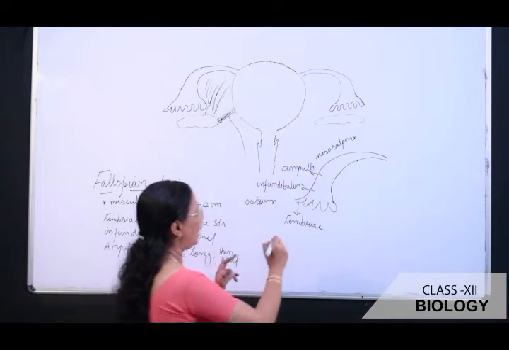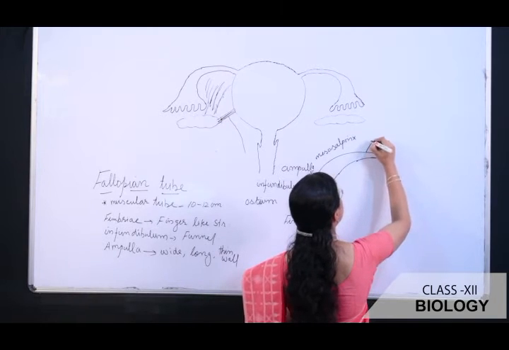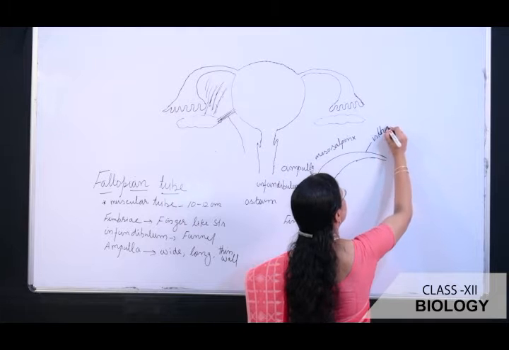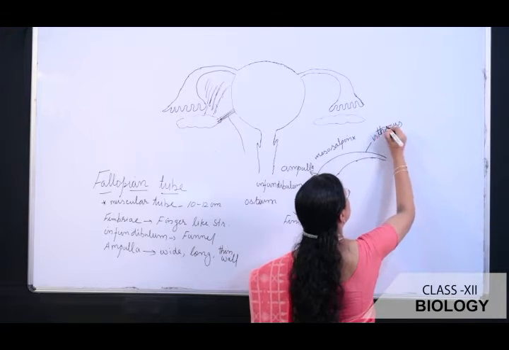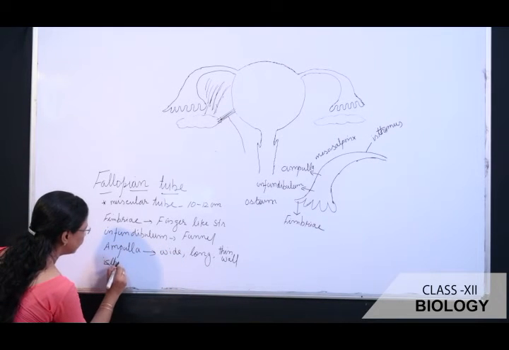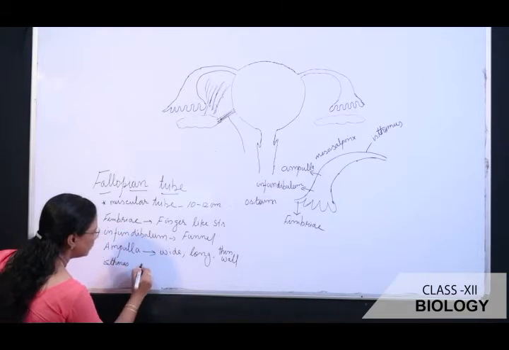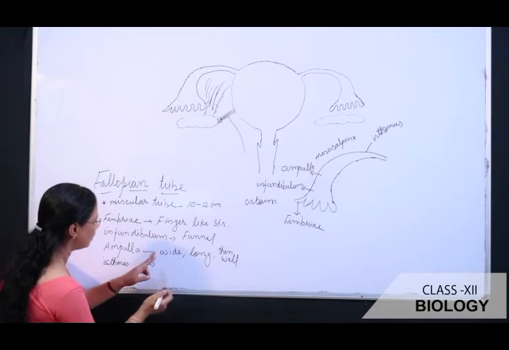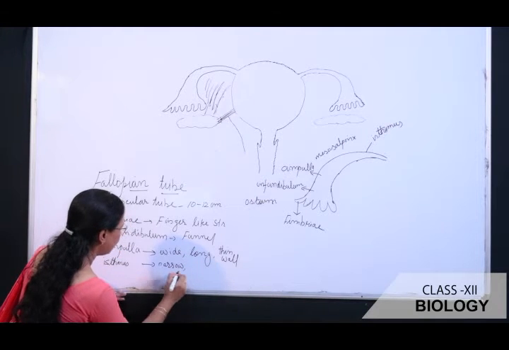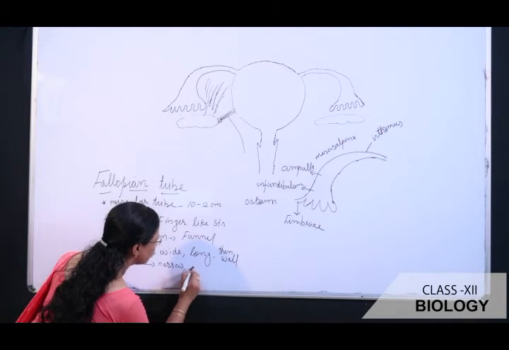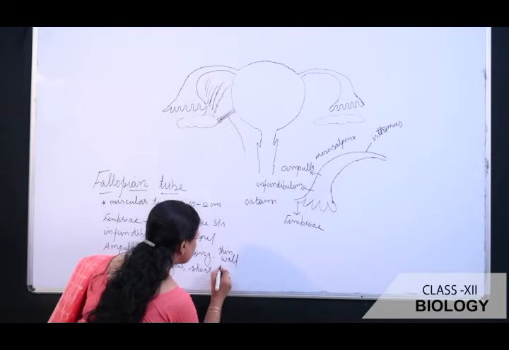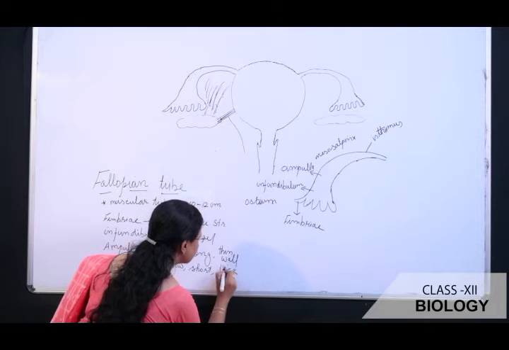Now, after that, you can see here, this is the isthmus. There is another region which is called the isthmus. This region, isthmus, is just opposite to ampulla. Ampulla is wide, this one is narrow. Ampulla is long, it is short, and the wall of the isthmus is thick.